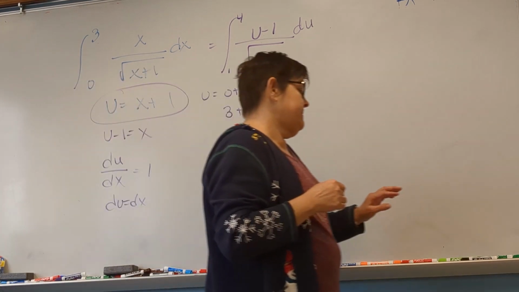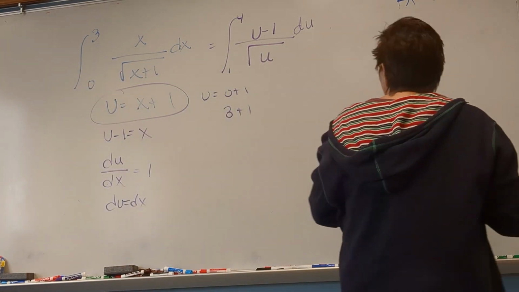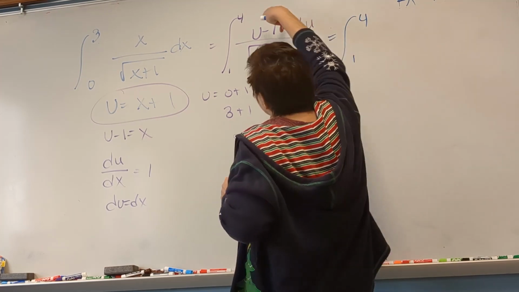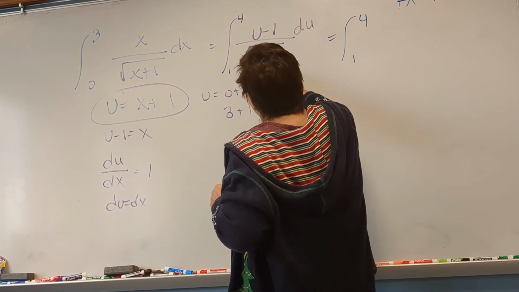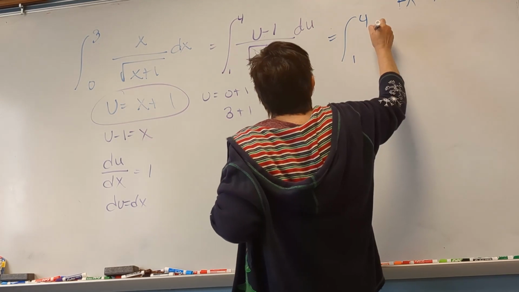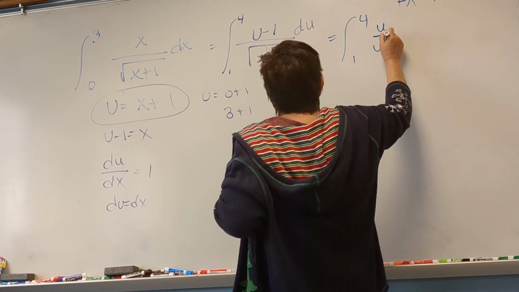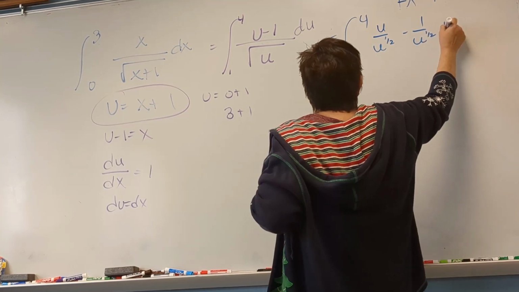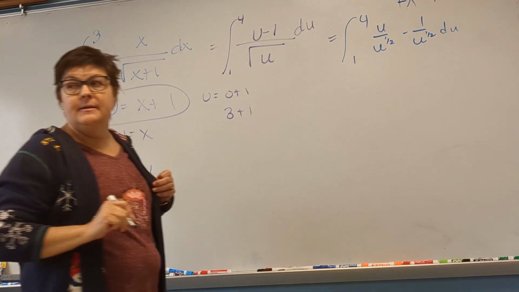Okay, so if I'm looking at this, I'm going to go from 1 to 4. Do you agree, because I have 2 items on top and 1 on the bottom, that I can rewrite it as u over u to the 1/2 minus 1 over u to the 1/2 du? How do you feel about that?